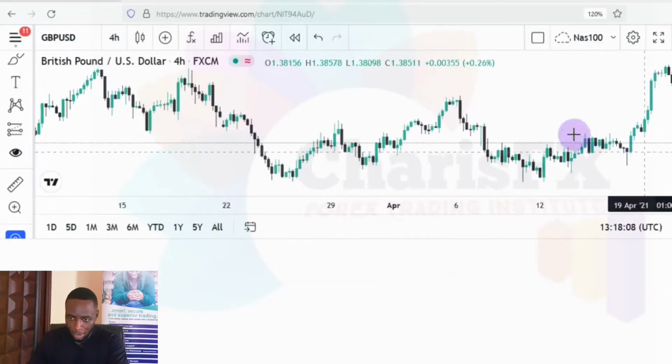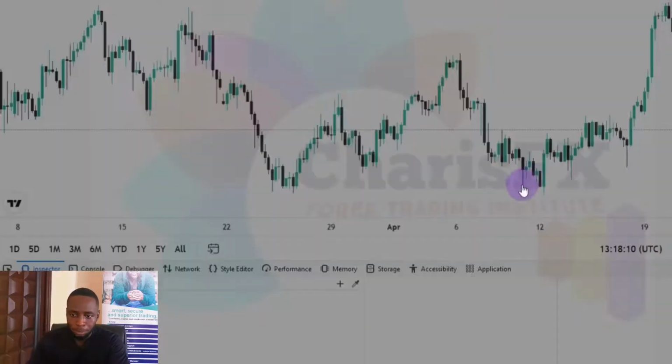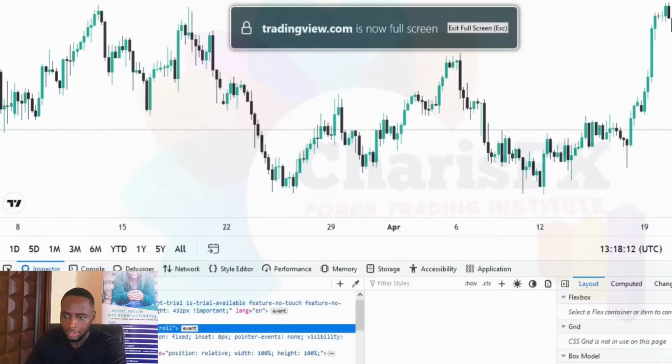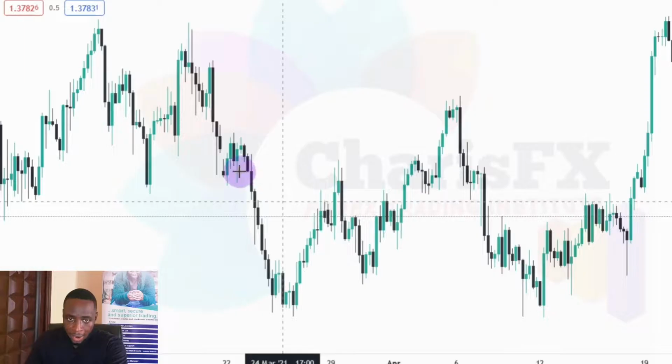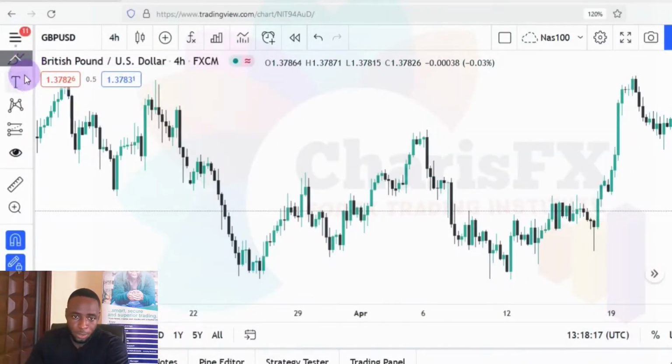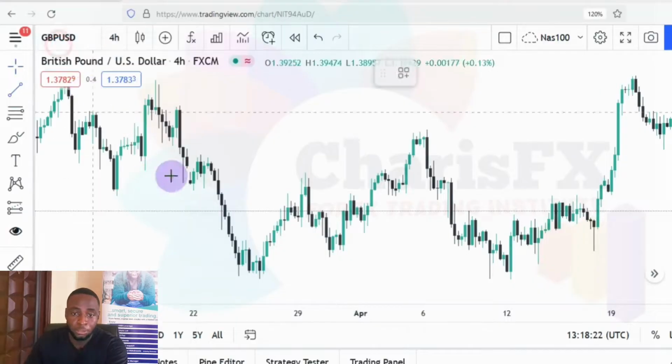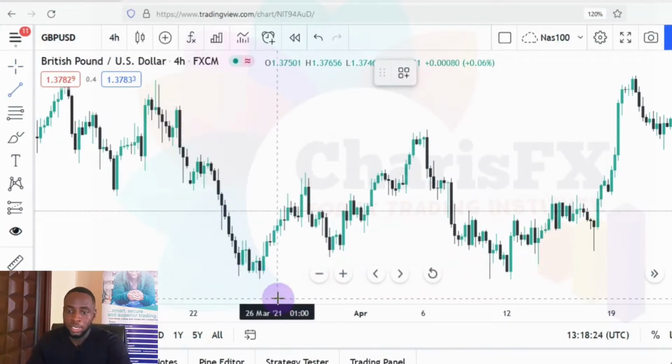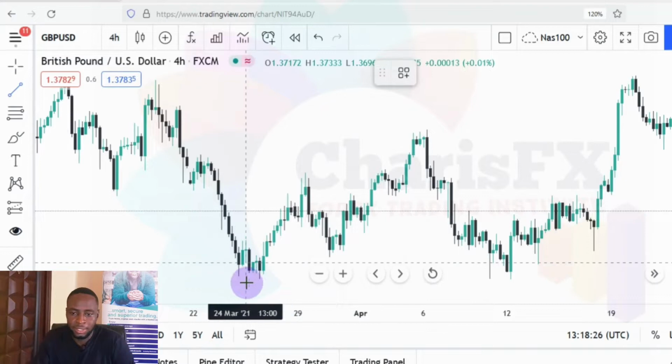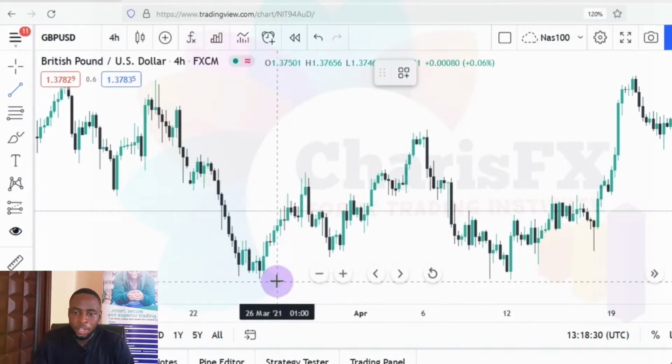All right, if you take a look at this chart, you can see clearly that this is a chart of GBP USD, and the time frame I'm going to draw my support and resistance is the 4-hour time frame. And again, let me say this quickly: the higher the time frame, the higher the chances of your support or resistance being respected. Okay, so what is support?